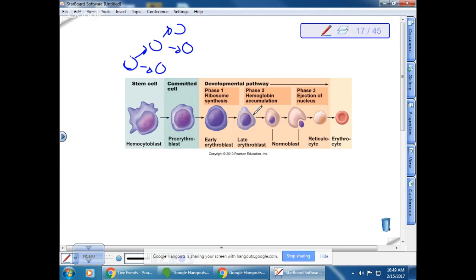Okay. So notice here, hemoglobin is starting to be produced. And so that's why they've drawn it going from a purple color to a pink color. Here, the nucleus has been ejected. And then here we have the reticulocyte. So this is what a reticulocyte would look like inside the blood. Okay? And then that goes into the blood, and then the reticulocytes in the blood develop as erythrocytes.